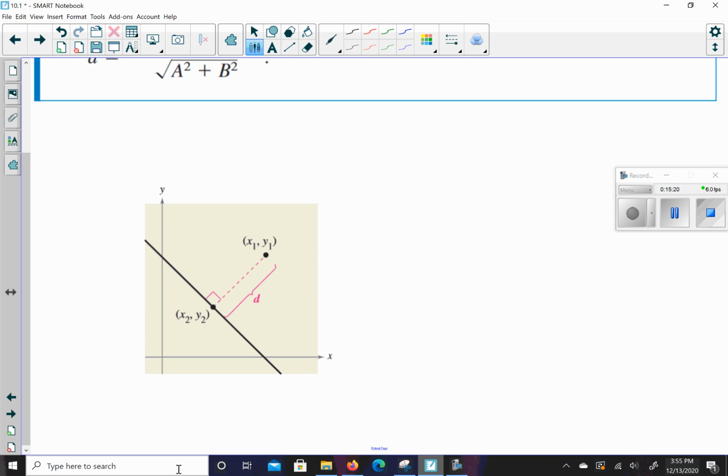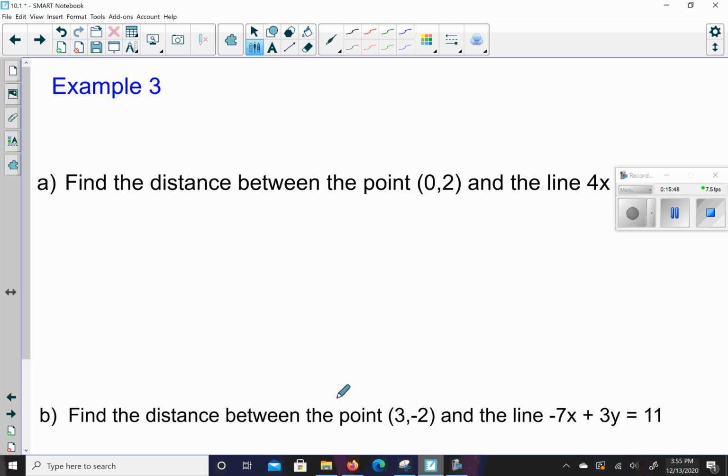So when you do that, you're finding the distance between this point here and this line, and you're always finding the shortest distance, which means you're always going to form a right angle, and that'll become important in a minute. So when I find the distance between any point and the line using this formula, I'm always forming a right angle when it intersects that line. So let's go on to an example and do one.